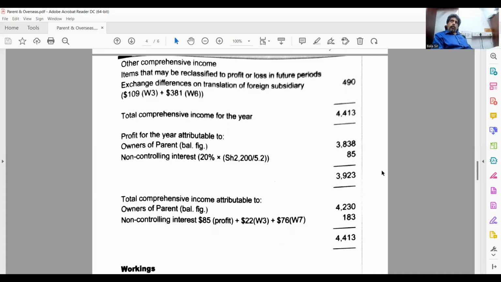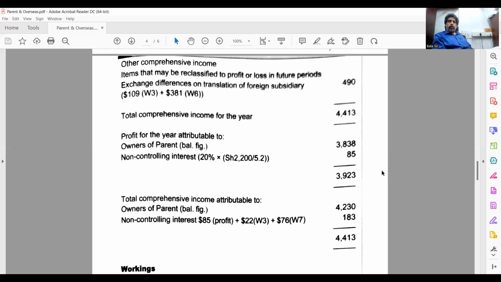I should find the profit for the period, 3,923, and split it between NCI and parent. But not straight away the total amount. Don't take 20% of that. You should take only the profit made by the subsidiary company, and 20% of that post-acquisition, which is already shown as $85. That 85 is already shown in working note 4. Remember 2,200 divided by 5.2 and that into 20%.